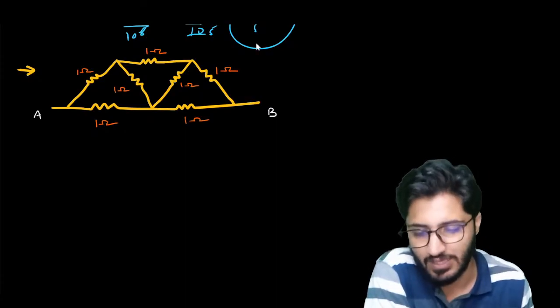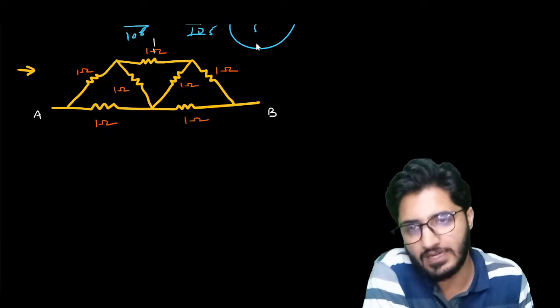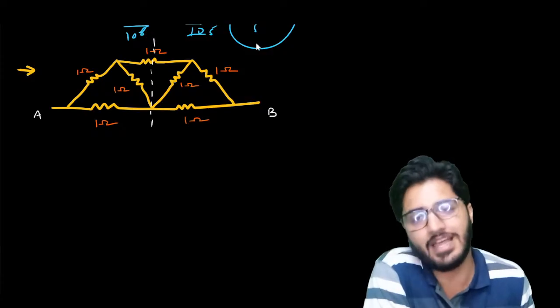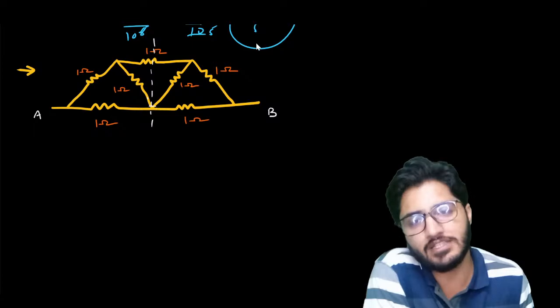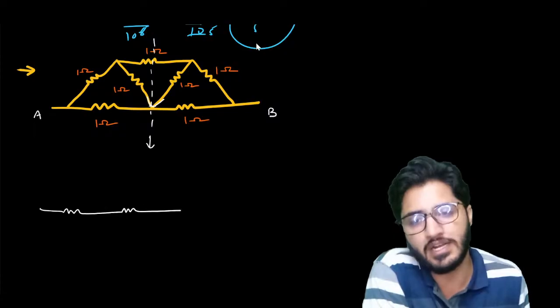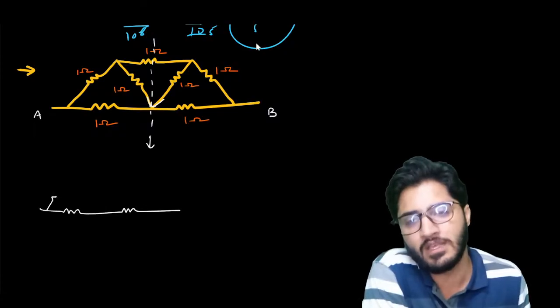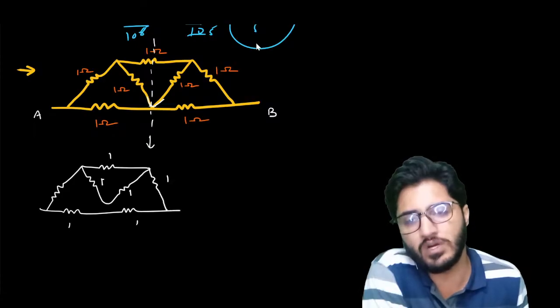Done. Look, we will make it like this. It will get cut. This will get joined like this. So if I need to make a diagram of the same one now, I guess it will look like this now. You can see the new one now. 1 ohm, 1, 1, 1, 1, 1, 1.